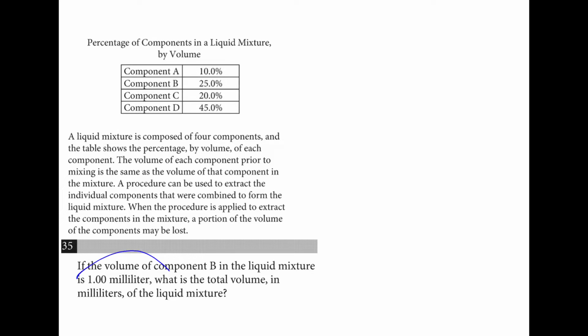Volume B, or volume of component B, has 1 milliliter. If that's a quarter of the solution, we just multiply by 4, so 1 times 4, and the answer is 4.